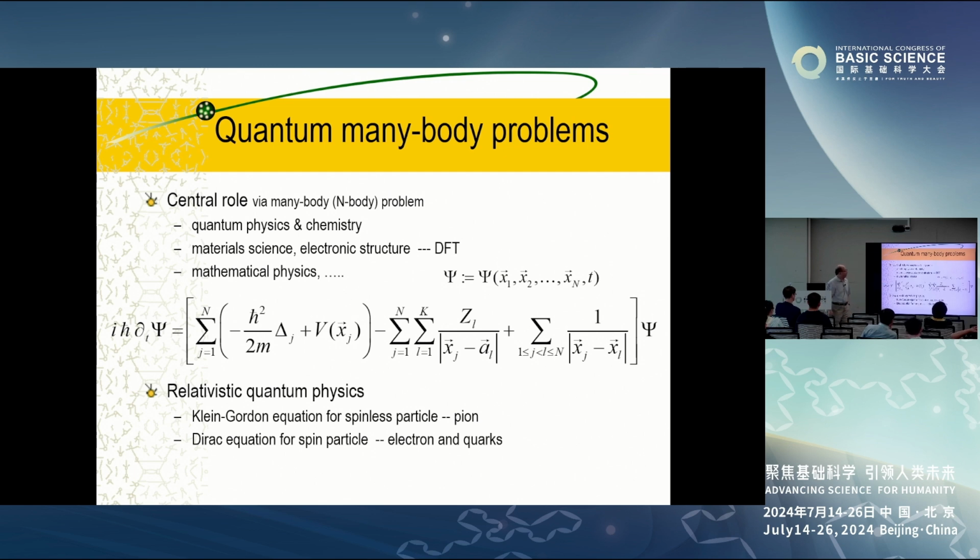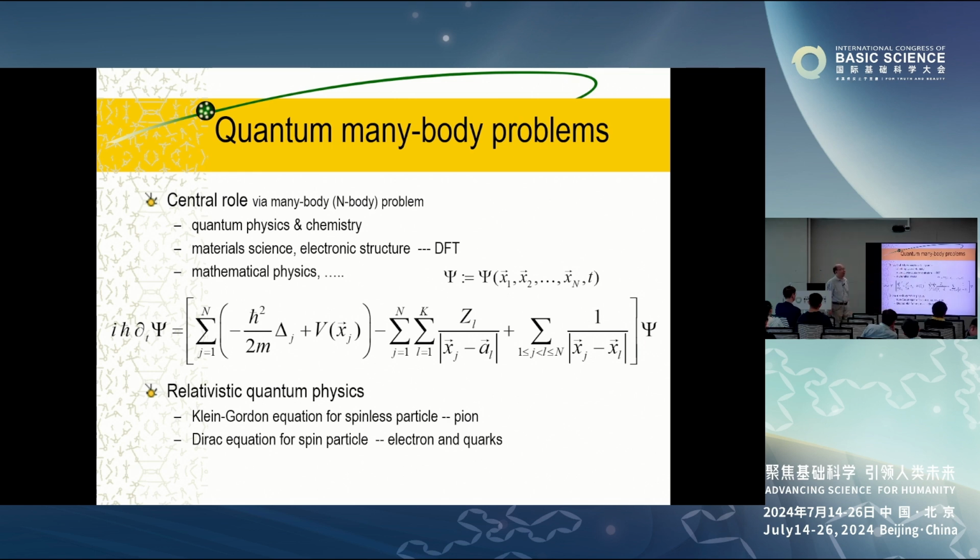Later, people, following Paul Dirac, extended this to many-body, like N-body quantum mechanics. Here, big psi is a 3N plus 1 dimensional complex wave function. Each xj is the position of the jth particle, and each xj is in R³. So this psi is high dimensional. This equation includes the single-particle Hamiltonian, the interaction of the particles with the nuclei, and also the interaction between the particles.